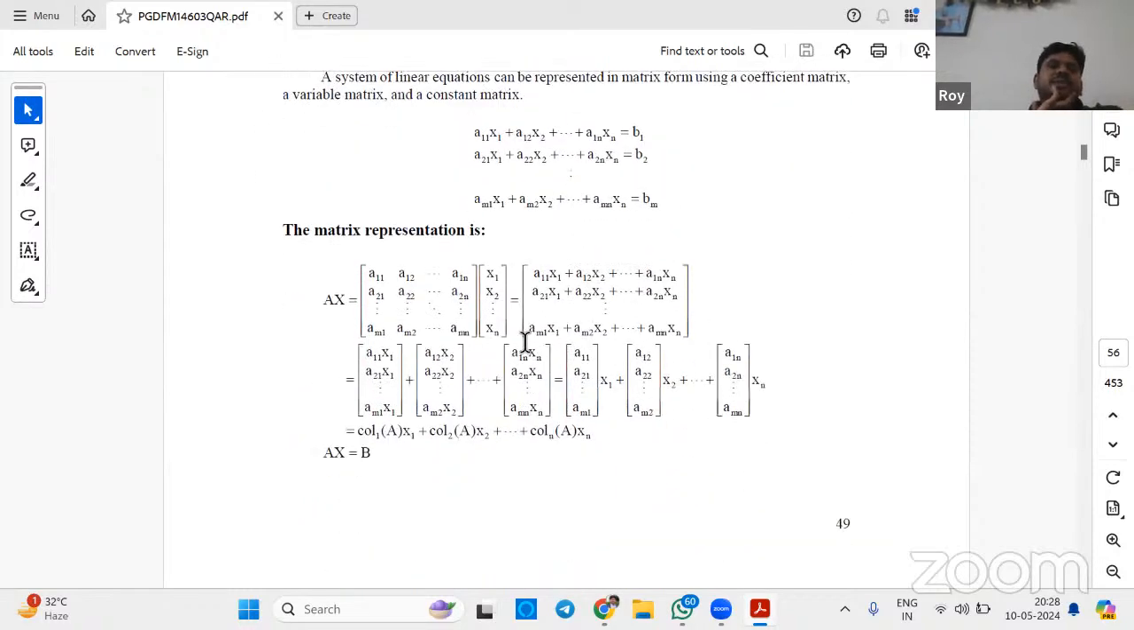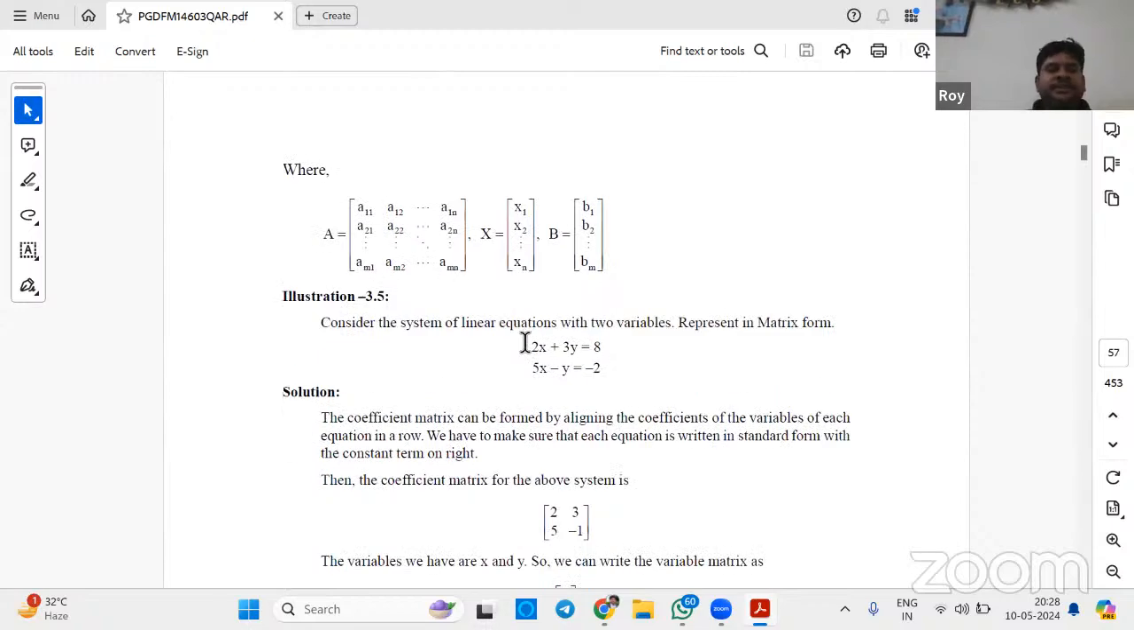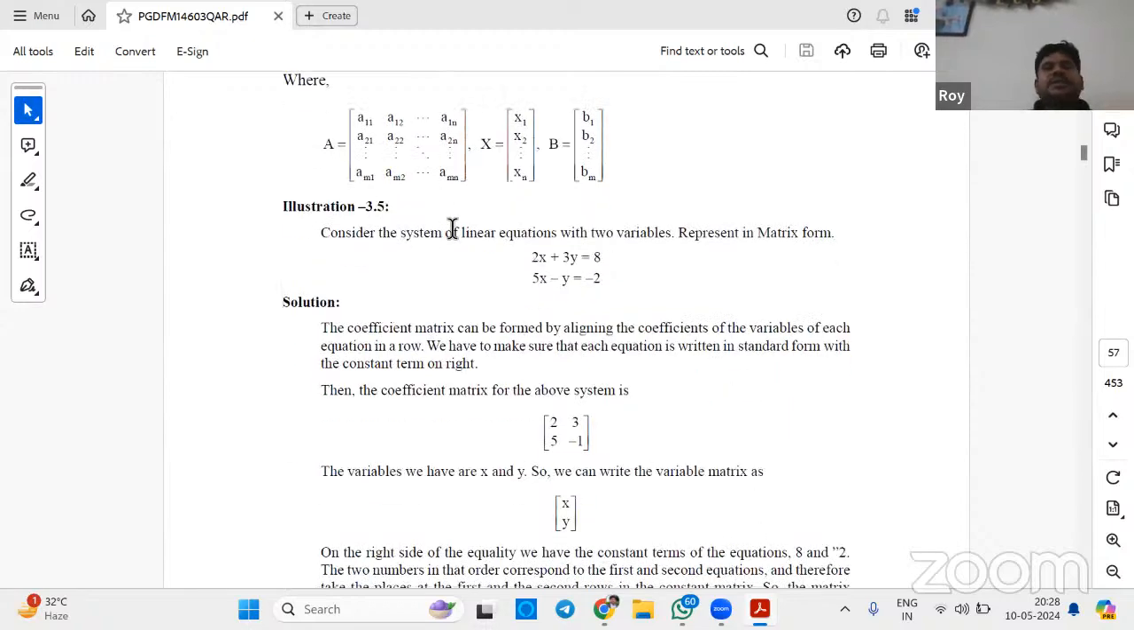Okay, representing systems of linear equations. Let me go into this. Consider the system of linear equations with two variables. What are the variables in this equation? 2x plus 3y is equal to 8. There are two variables, x and y. Very good. X and y, right?